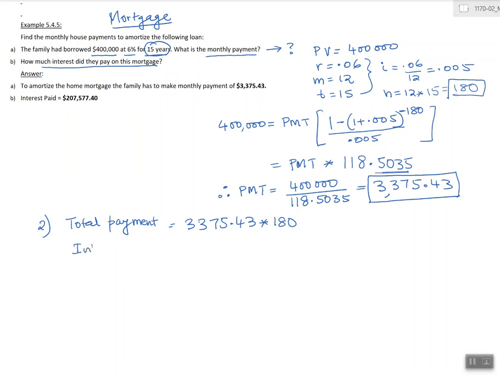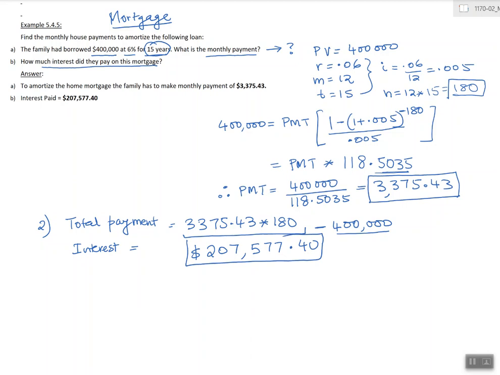And therefore, the interest they ended up paying is this amount minus 400,000, because that was what they had borrowed. So you multiply this and subtract 400,000 and you're going to get 207,577.40. So in 15 years, they ended up paying $207,577 in interest. A pretty shocking amount.